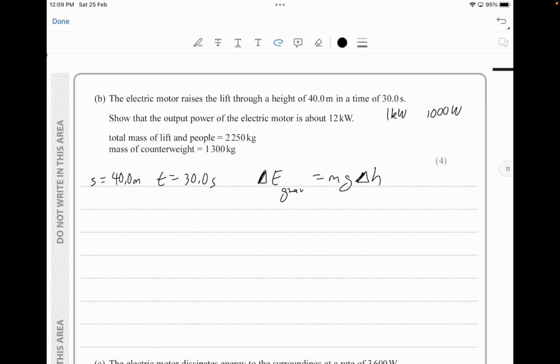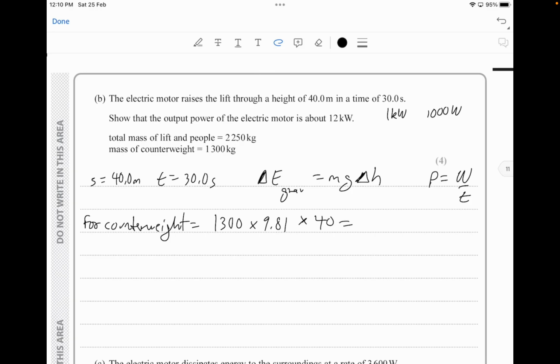And then you're going to use the equation of power to find out the output power, which is going to become the watts divided by the time, since we know that time is given. So for the counterweight, we're going to find out how much the gravitational potential energy is. The mass of the counterweight is about 1,300 times the gravitational field strength, 9.81, times the height, which in this case is going to become 40.